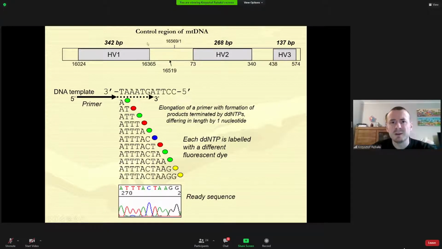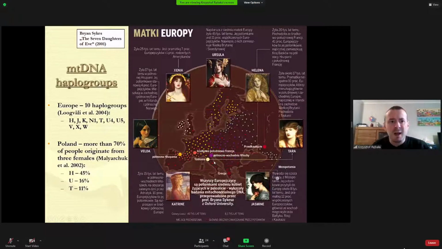Okay, so you can see here the control region of the mitochondrial DNA with the location of HV1, HV2, and HV3, the segments which are routinely analyzed by forensic geneticists. They can be sequenced with the use of Sanger sequencing, which I'm sure you know how it works.